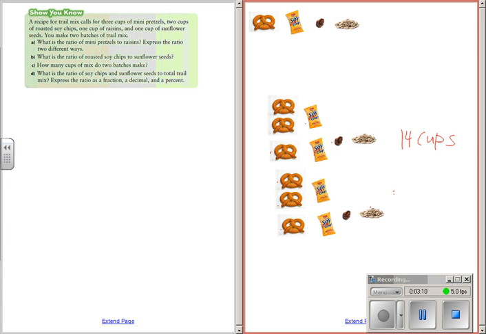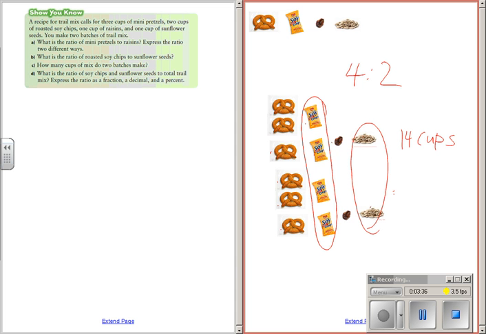And the third question, C says, no, that's, I forgot B. Let's go back to B then. What is the ratio of roasted soy chips to sunflower seeds? Well, I probably should have paid attention, but I didn't. So right here we have 4 cups of soy chips to 2 cups of sunflower seeds. That's my ratio. And if I reduce that, I can reduce it down to 2 to 1, which means for every 2 cups of soy chips, I have 1 cup of sunflower seeds.